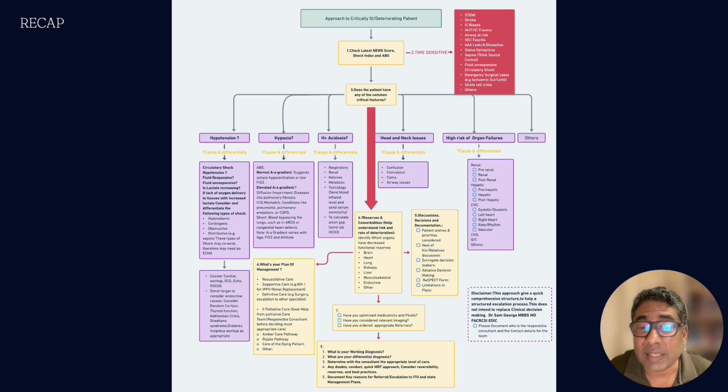And or one of your team members. It doesn't mean it's just one person doing this. And then what's our plan of management? Are we going for resuscitative care, supportive care, definitive care? And if palliative care, then we have to discuss with the palliative care team. And there could be various pathways for them.